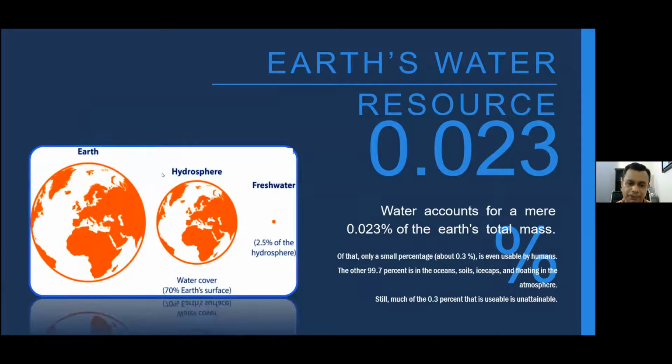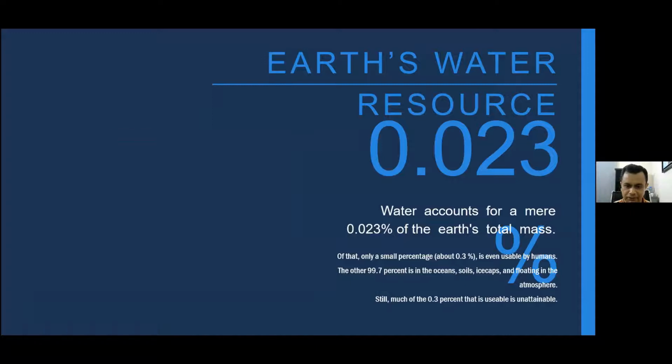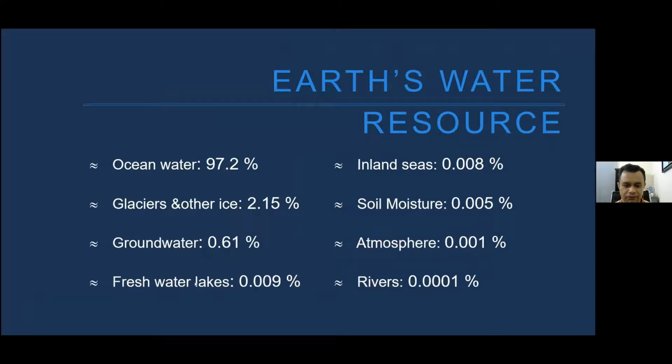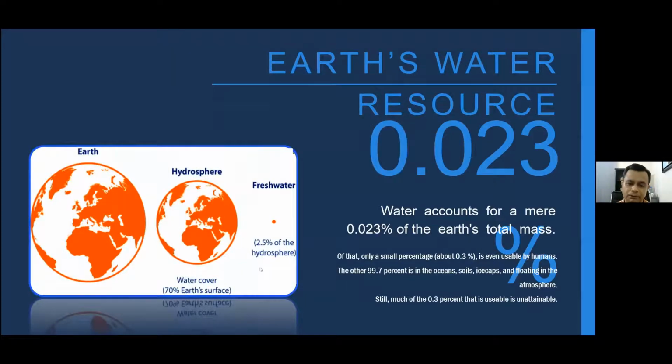And if we make a summary of this kind of water body, it is Earth. Then if we think about the hydrosphere, it covers only around 70% of the surface. But the fresh water that we have seen in earlier slides, the freshwater lakes, rivers, atmosphere and soils, contains only about 2.5% of the total hydrosphere. So for Earth's water resources, water accounts for a very mere 0.023% of the Earth's total mass.